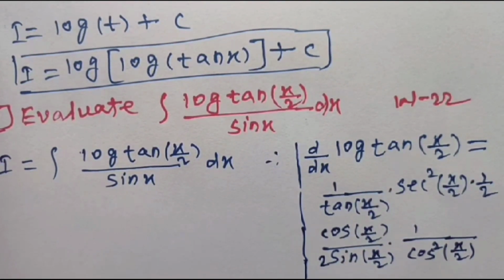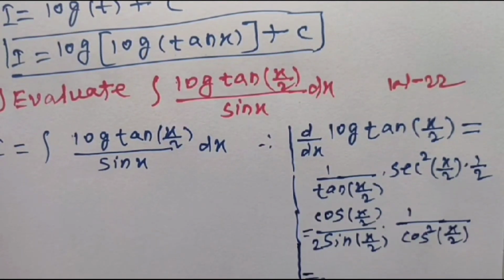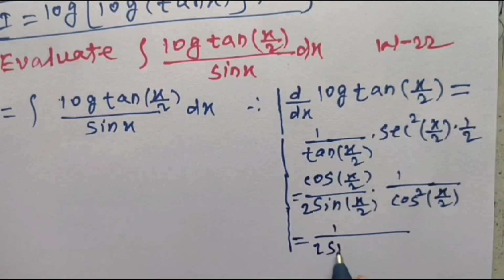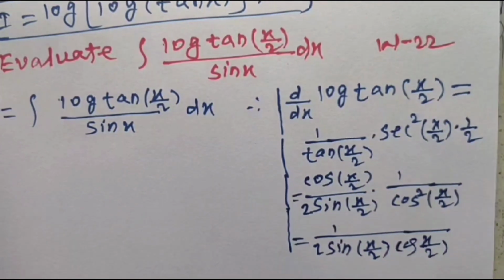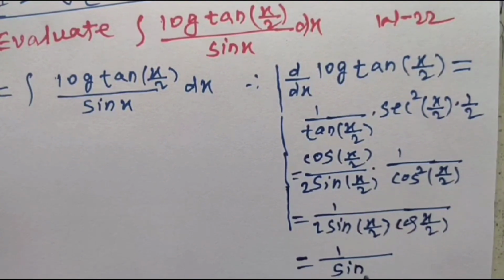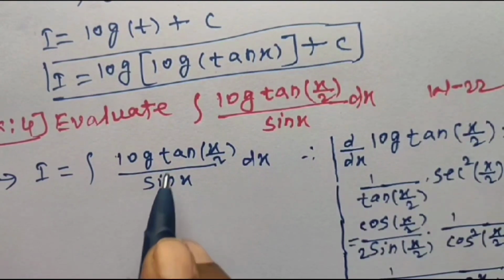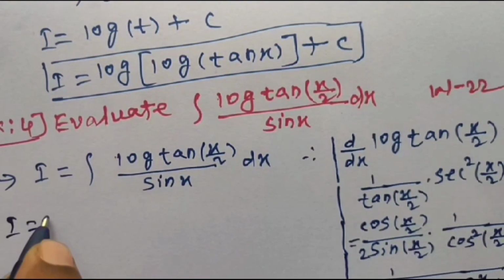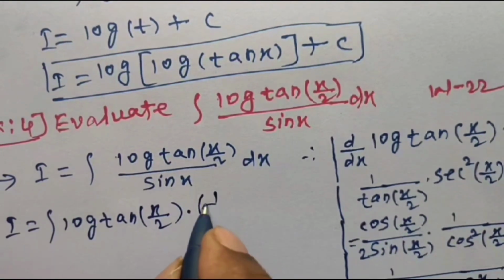Now cos x upon 2 cancels with this square, and this is equal to 1 upon 2 times sin of x upon 2 into cos of x upon 2. But by the trigonometrical formula, 2 times sin x cos x is sin 2x. Here 2 times sin of x upon 2 into cos of x upon 2 can be written as sin x only. Okay, so rewrite the integral so that dx goes with 1 upon sin x. Hence I is equal to the integral of log of tan of x upon 2 into 1 upon sin x dx.